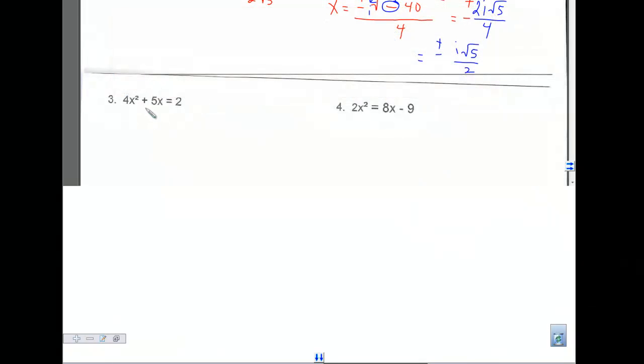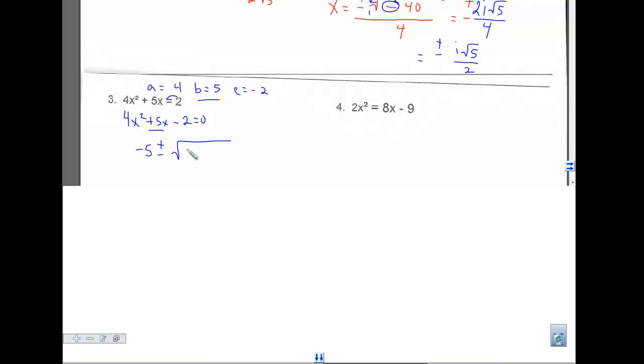Next problem. We need to identify our A, B, and C. A is 4, B is 5, and I don't know what C is yet because I need to bring the 2 to the other side, make it negative. So C is negative 2. So we have the opposite of B, so the opposite of 5 is negative 5, plus or minus the square root of B squared, which is 25, minus 4 times A times C, which is negative 2, all of this underneath the radical, divided by 2 times A. This is x equals.